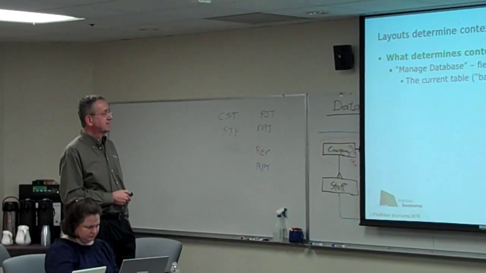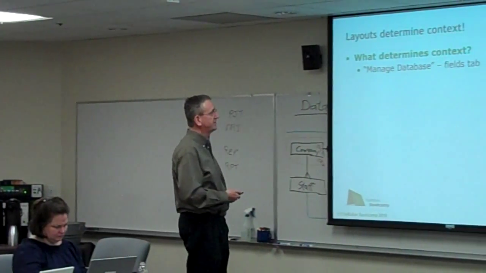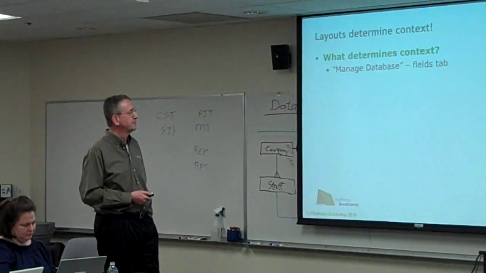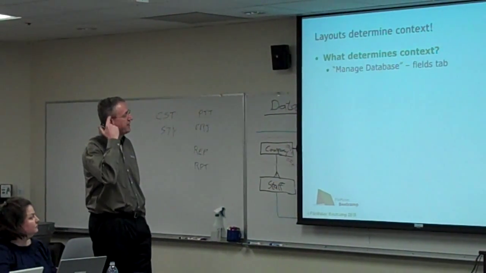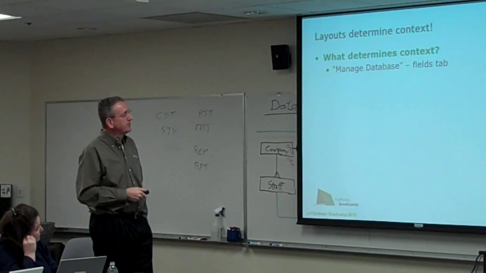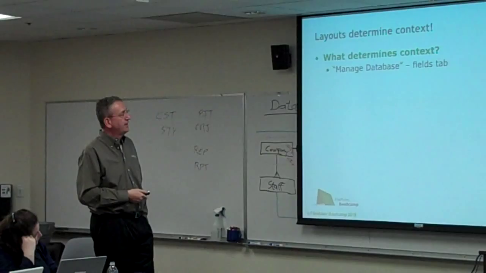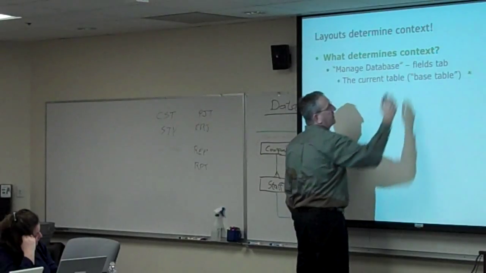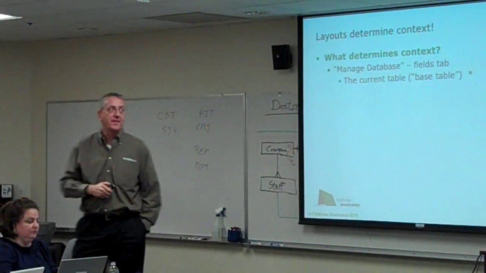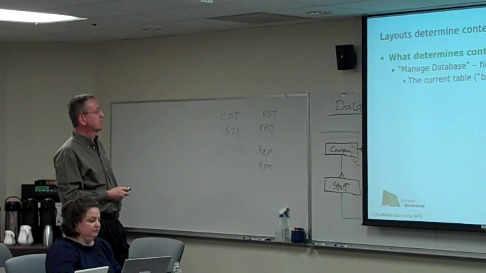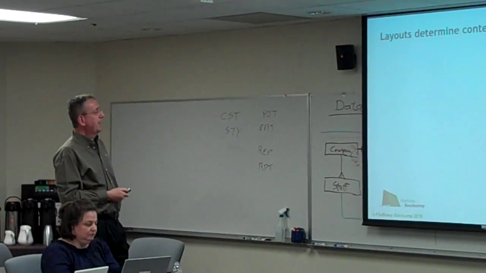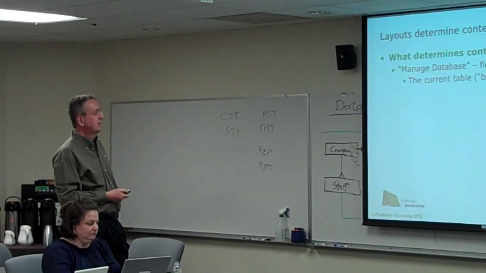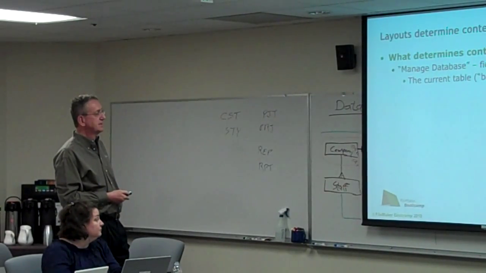So what determines context? When you're in the defined schema or defined database element, and you're looking at the relational graph, whatever tab you're on is when you're in the fields tab. When you're working on a particular table, whatever table you're on, that's defining what fields you're going to be able to see. And the current table you're working on in schema is going to be the base table for table occurrences that you built.